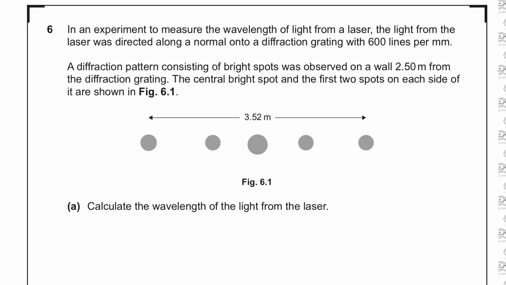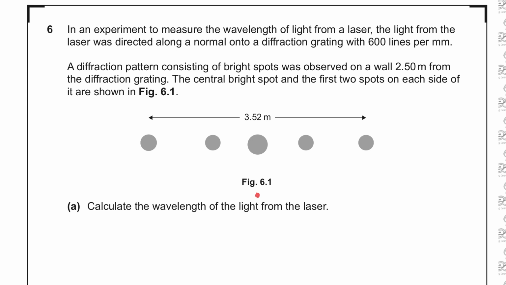Question 6. In an experiment to measure the wavelength of light from a laser, the light from the laser was directed along a normal onto a diffraction grating with 600 lines per millimetre. A diffraction pattern consisting of bright spots was observed on a wall 2.5 metres from the diffraction grating, and the central bright spot and the first two spots on each side are shown in figure 6.11, and they've given us the distance between those second spots on either side. Calculate the wavelength of the light coming from the laser.